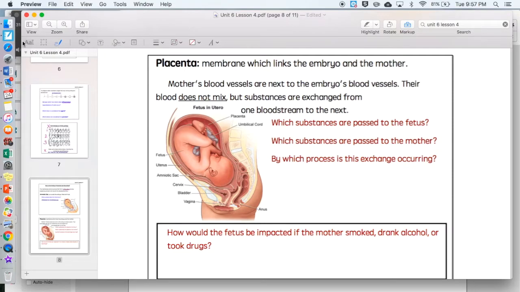So the mother's blood vessels are next to the embryo's blood vessels. The blood of the mother, this is important, so I'm going to figure out how to highlight it for you. The blood of the mother and the fetus does not actually mix. So substances are exchanged from one bloodstream to the next through a process that you're familiar with, and we'll go through these questions in a second. But the blood of the mother and the blood of the baby, the fetus, do not actually end up mixing. So you're going to answer these in your workbook. I'm going to write that there for you.